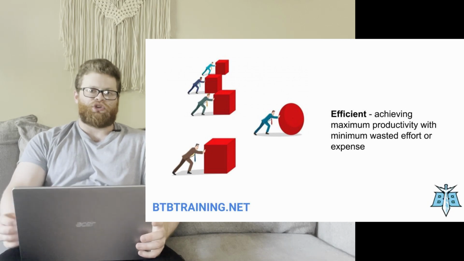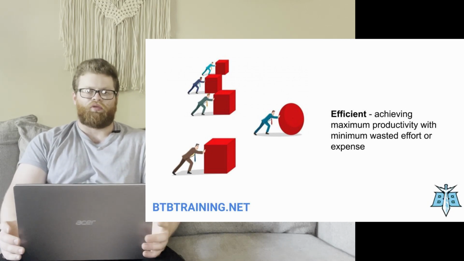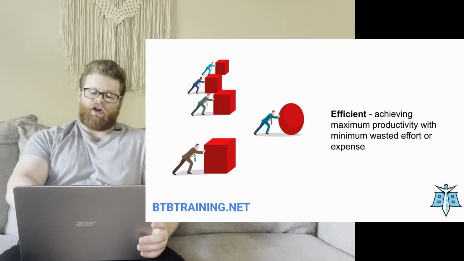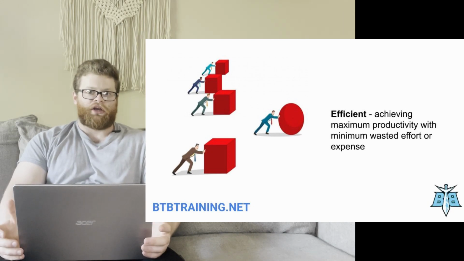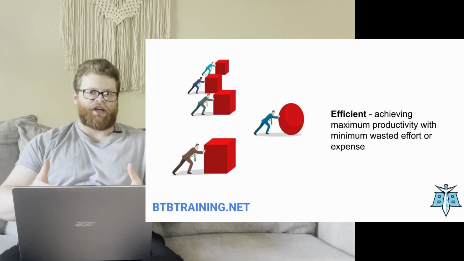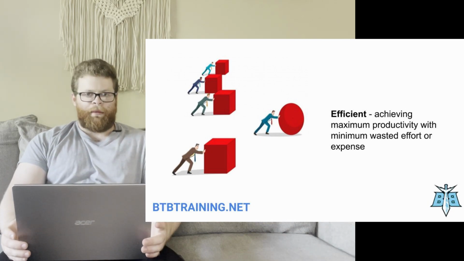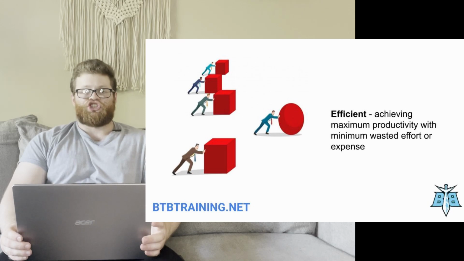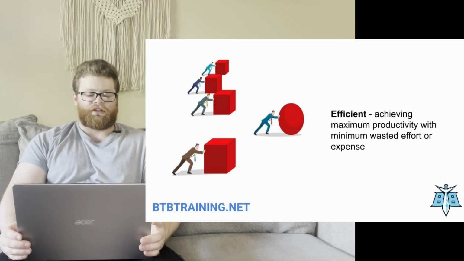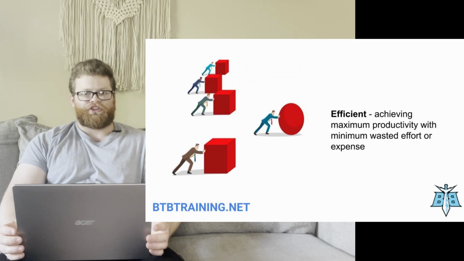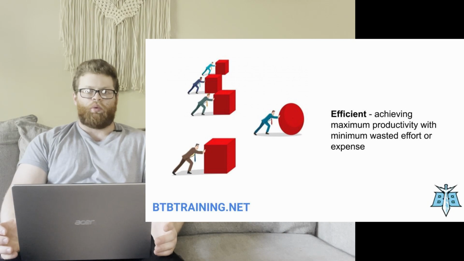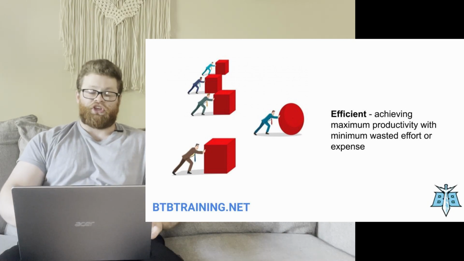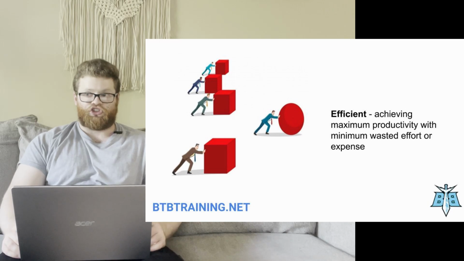The picture that I use here is pretty cheesy and corny, but it really drives home the main point. We have a couple guys who are trying to push these boxes, and then we have this one guy who is pushing a ball. Obviously the guy pushing the ball is going to be moving the object in the most efficient way. He'll have the minimum amount of wasted effort, and he's achieving maximum productivity because of that. This is really important to understand when we talk about training efficiency, because it seems really elementary, but we need to actually understand what the term efficient means so we understand what we're trying to accomplish here.